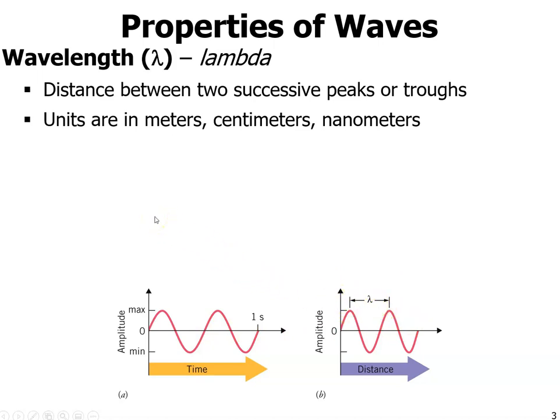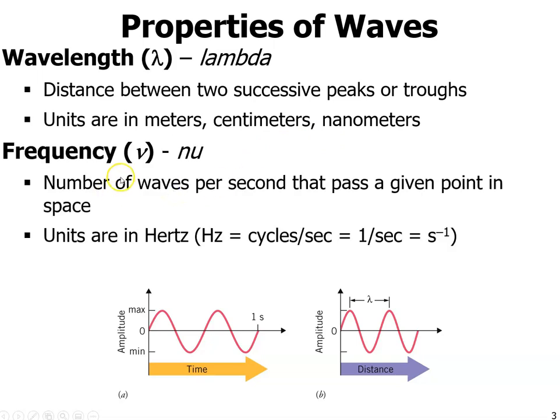Typically, they're found in units of meters, centimeters, nanometers. Visible light, for example, is often given to us in nanometers, because about 500 nanometers is about where the visible light spectrum is going to be found. So it just gives us a good unit to work with when we're talking about things in the visible light spectrum.